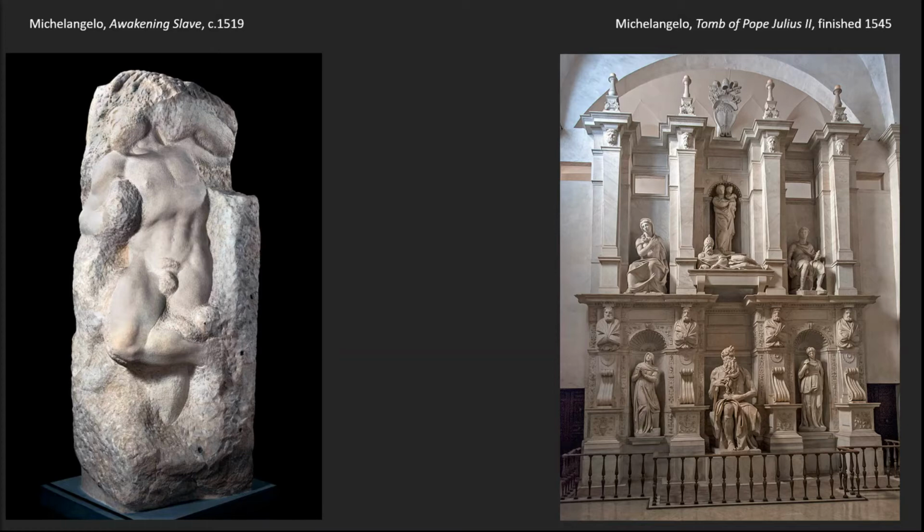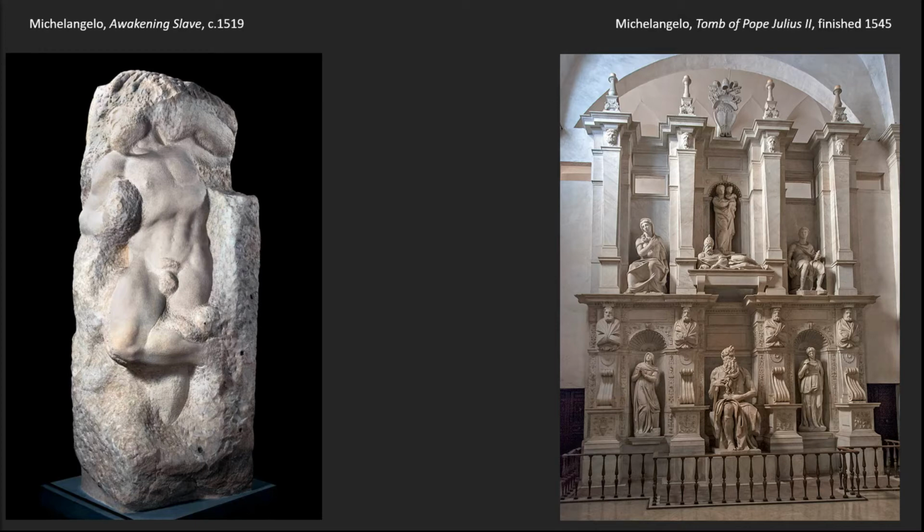Right? Now, part of leaving it unfinished, part of never completing the Julius tomb, was Julius's fault. Right? The Pope himself kept pulling Michelangelo off the project and giving him other stuff to do.